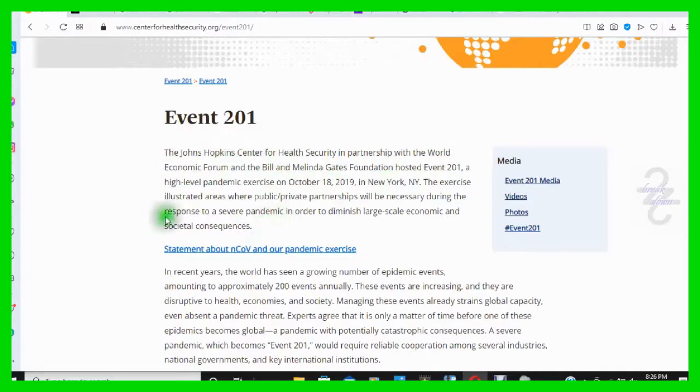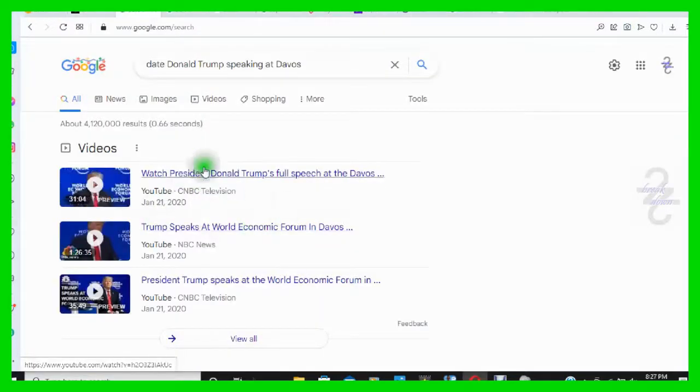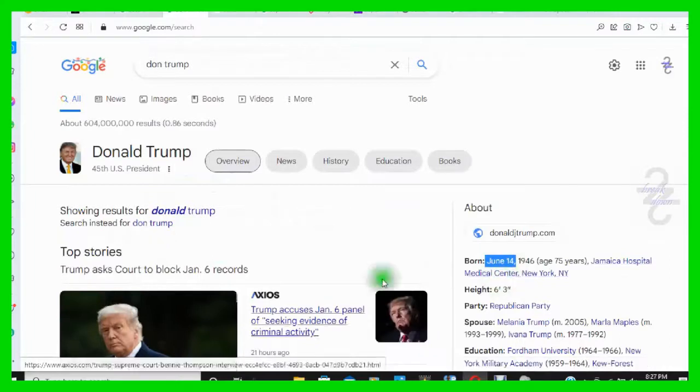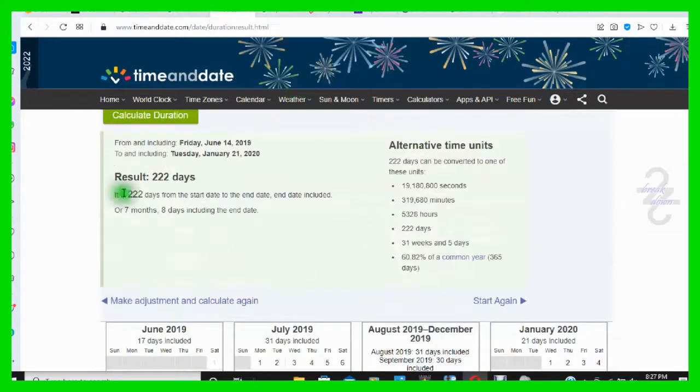Now, I'm going to tell you the exact same story, but in a different way. Event 201 was a corona pandemic exercise held at the World Economic Forum, located in New York, New York, based off the Wuhan coronavirus. Donald Trump spoke at this World Economic Forum on January the 21st of 2020, and Donald Trump was born on June 14th. If we take June 14th into the date that Donald spoke at the World Economic Forum, it calculates to 222 days.